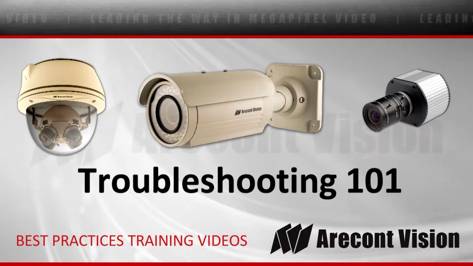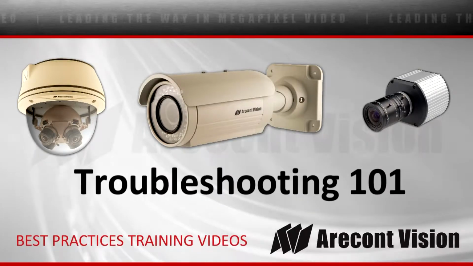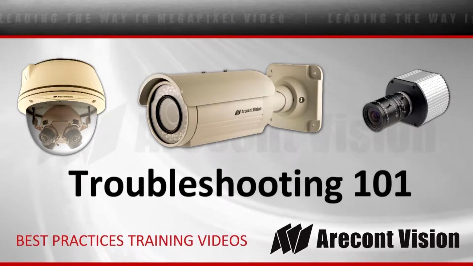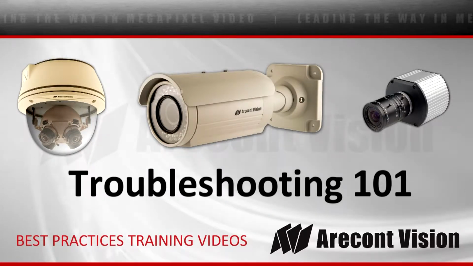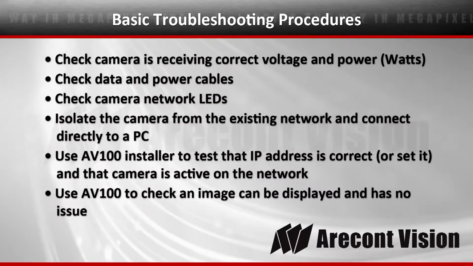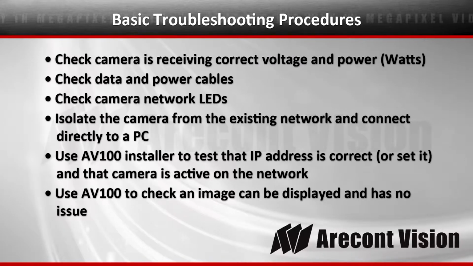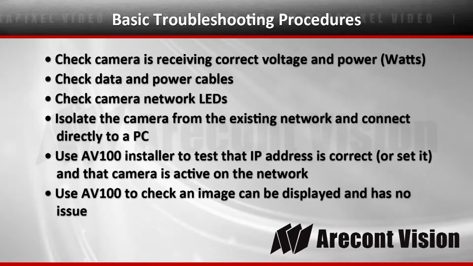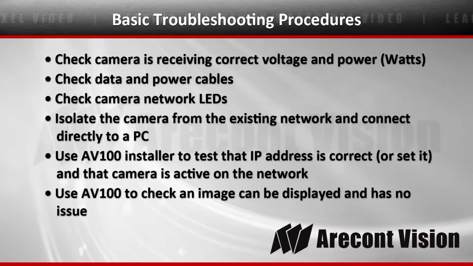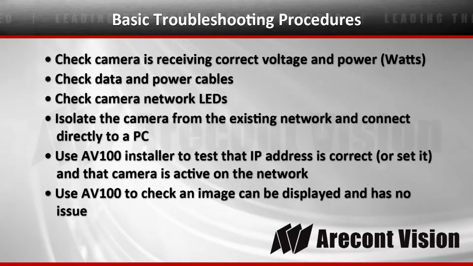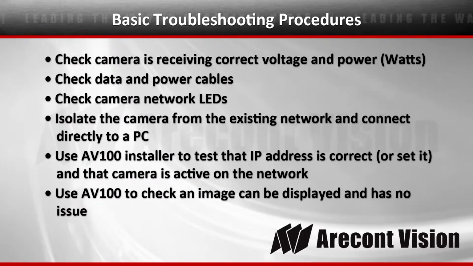This is Troubleshooting Megapixel Cameras 101, basic troubleshooting procedures for megapixel video cameras from Arecont Vision. The basic troubleshooting procedures are: check to make sure the camera is receiving correct power and voltage, check the data and power cables, check the camera's network LEDs, isolate the camera from the existing network and connect it directly to a PC, and then use the AV100 installer to test the IP address and check the image.